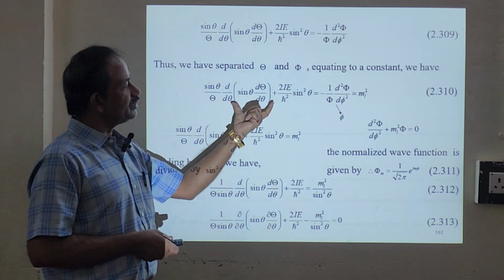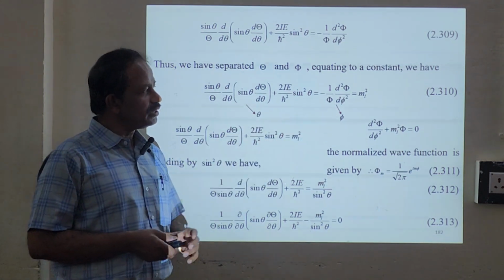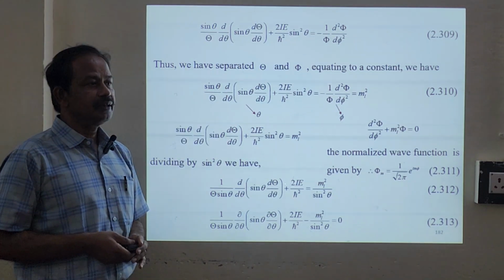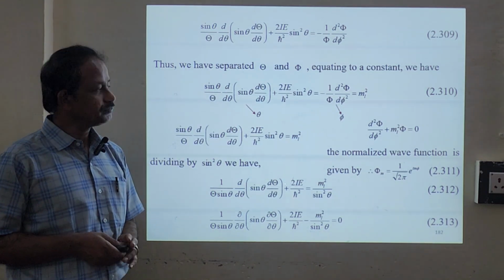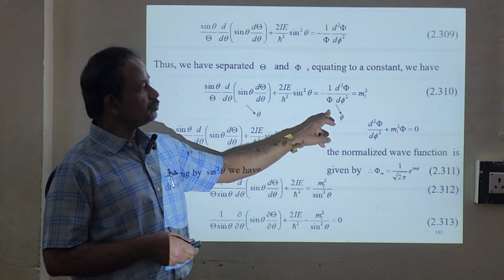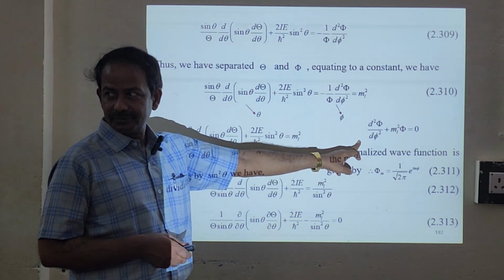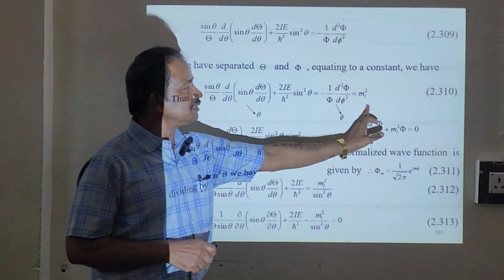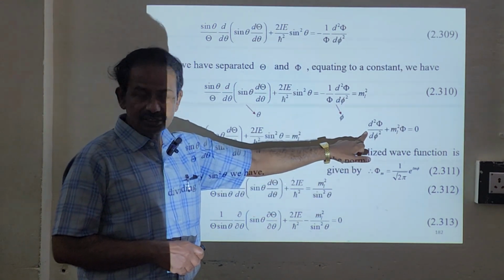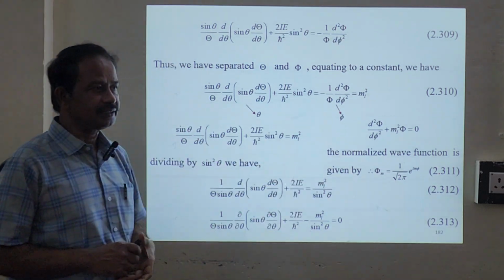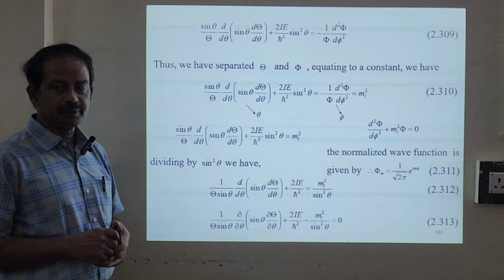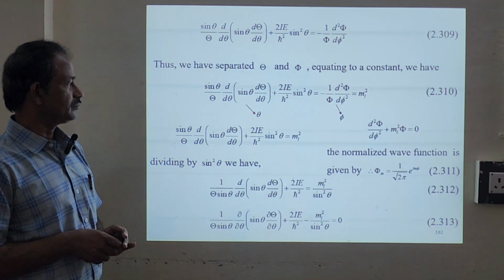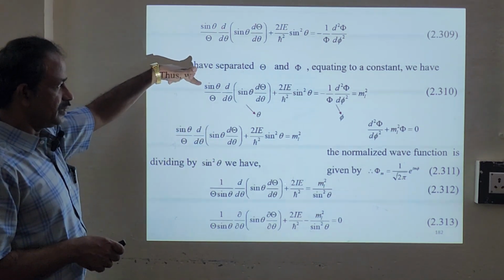So one side depends only on theta. The other depends only on phi. So which is equal to some constant, which is nothing but your magnetic quantum number, m_l squared. And of course we know the solution already. We have discussed earlier in two classes, d squared Phi by d phi squared plus m_l squared Phi equal to 0. The solution of this differential equation is given by this expression. Phi_m equals 1 divided by root 2 pi e power i m_l phi. We know already. Okay. Now we will go for this theta part.